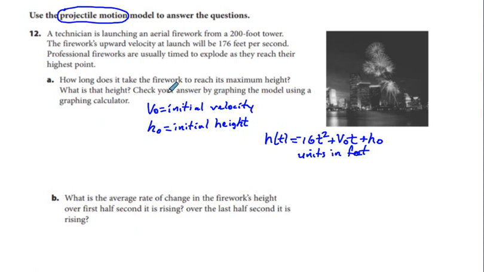That's a standard equation, and similarly we have h of t equals negative 4.9 t squared plus v sub 0 t plus h sub 0. Same equation, but this time with units in meters.